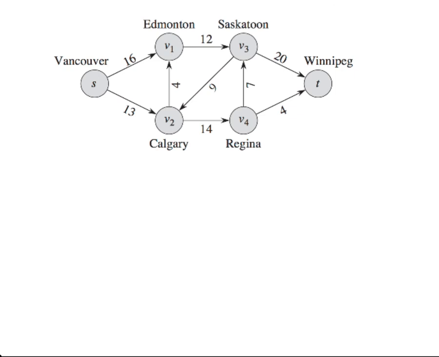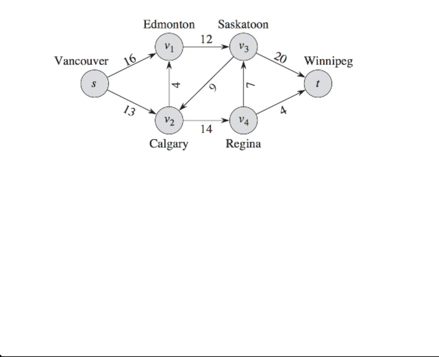In the book they talk about this company, the Lucky Puck Company. They make hockey pucks, and their factory is in Vancouver, and their warehouse is in Winnipeg. So they want to be able to ship hockey pucks from Vancouver to Winnipeg. This is a flow network, and the numbers are the capacities on the edges, and those represent the numbers of crates they can ship.